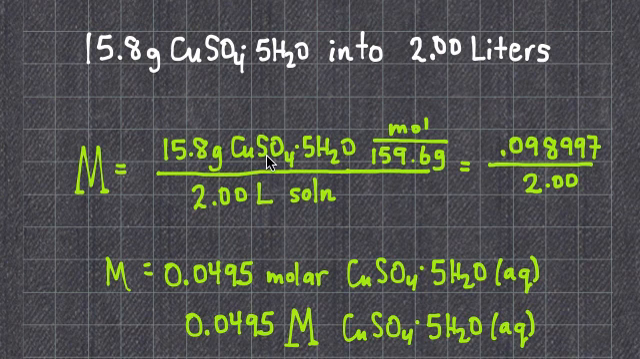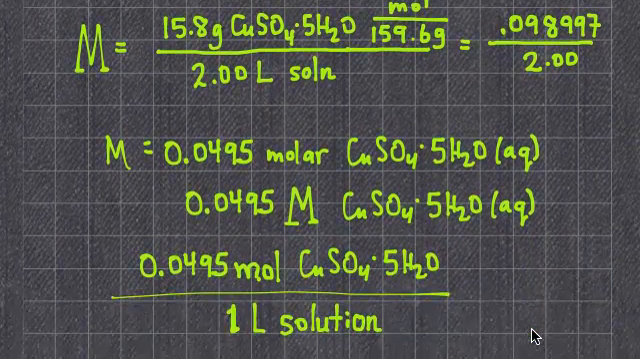That was 1 copper, 1 sulfur, 4 oxygens, and 5 waters. Add all those molar masses up. It comes to 159.6 grams per mole. So if I change grams to moles in the numerator, in the denominator I just divide by 2 liters of solution, do that little division on a calculator, and voila, I have the molarity of that aqueous copper sulfate.